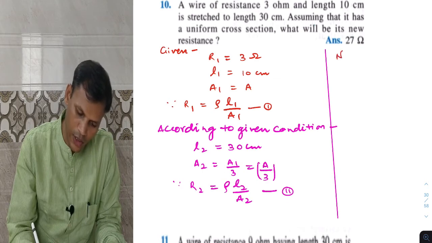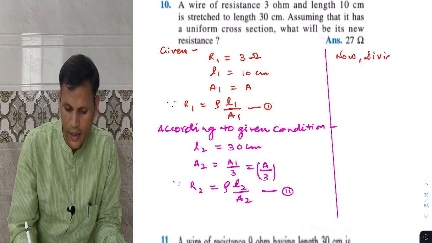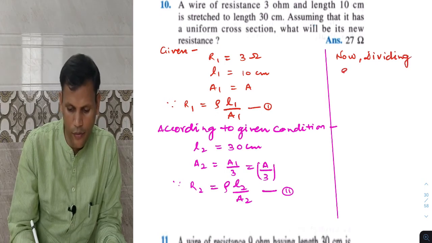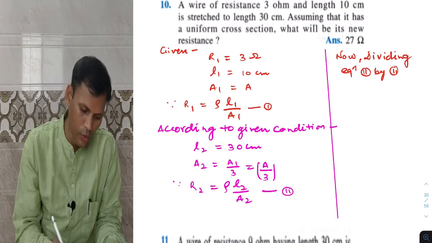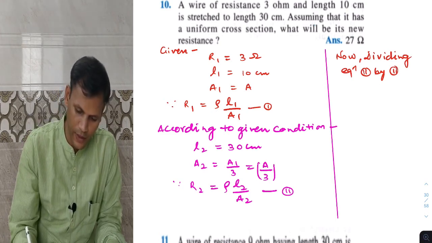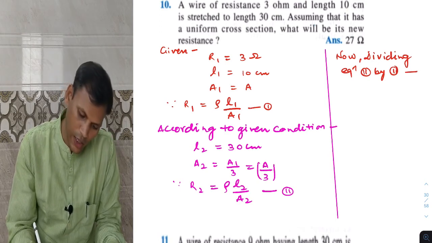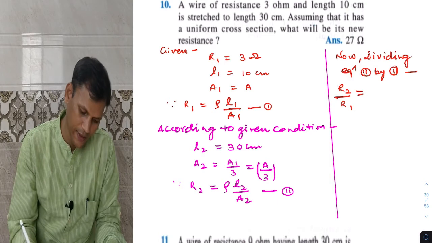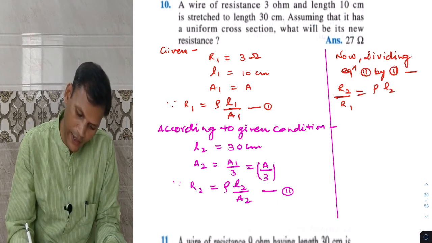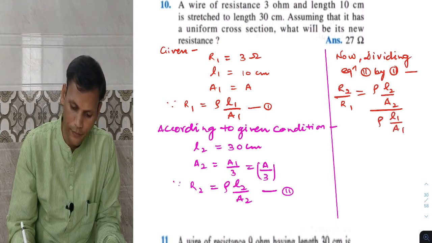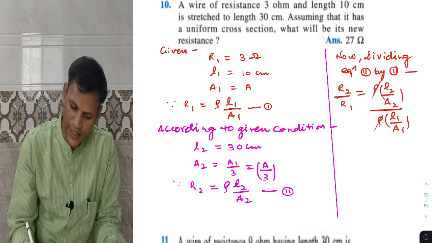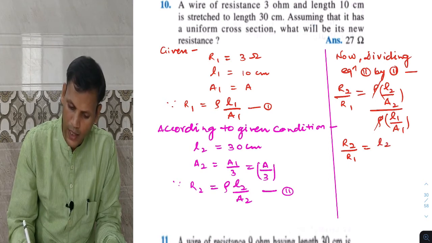Now dividing equation 2 by 1. So R2 by R1 on the LHS, and rho L2 by A2 divided by rho L1 by A1. So rho gets cancelled. You will get R2 by R1 is equal to L2 by A2 into A1 by L1.